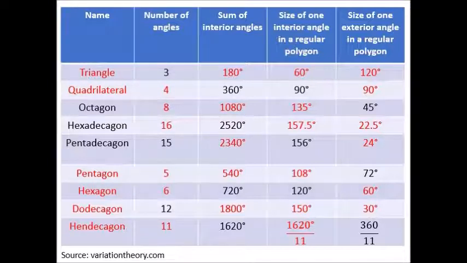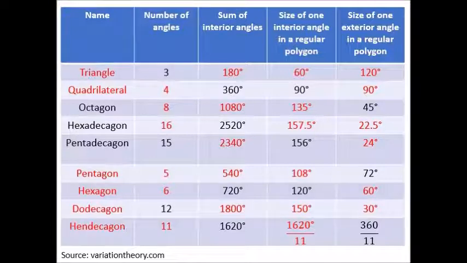So we have 16 sides. So we could do 360 divided by 16 to get the exterior angle of 22.5, and then take that away from 180 to find the interior angle. The pentadecagon, the 15-sided shape, well, to find the sum of the interior angles, we could either do 156 multiplied by 15, or we could do 180 multiplied by 13, 2 less than the number of angles, because that's the number of triangles that fit inside the shape. The exterior angle, 180 take away 156, is 24 degrees.